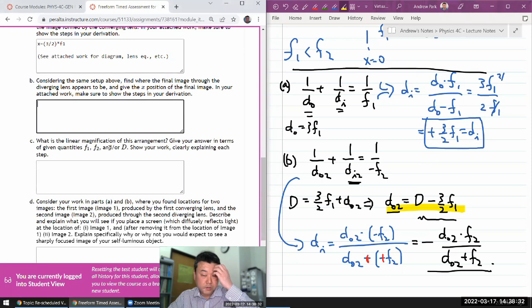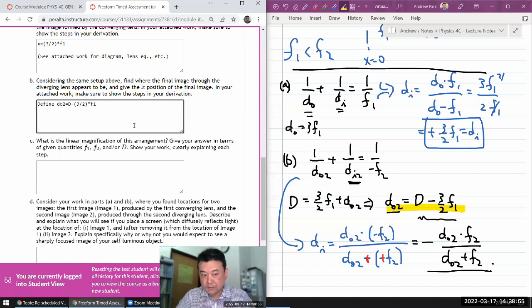What I would say is acceptable as well, is as long as you are defining your variables, you can write your answer in terms of that defined variable. So you could say define DO2 is equal to D minus 3 half. This basically saves on some writing. You are perfectly allowed to do that.